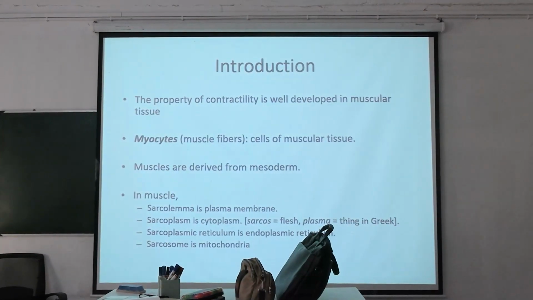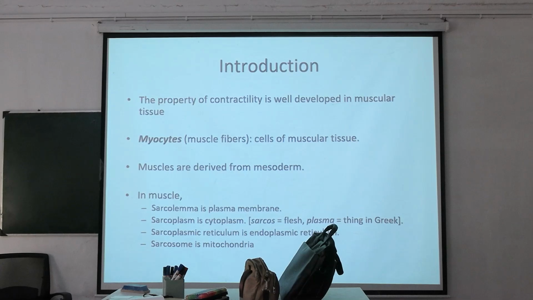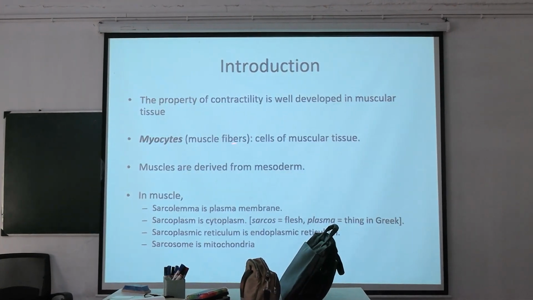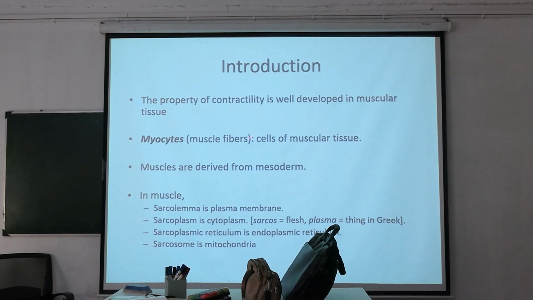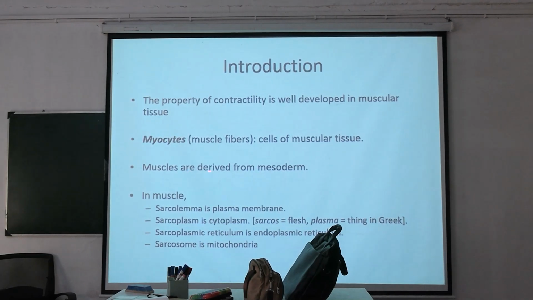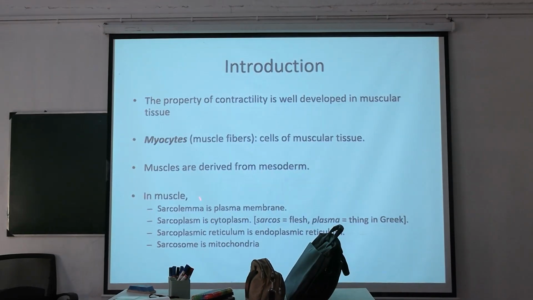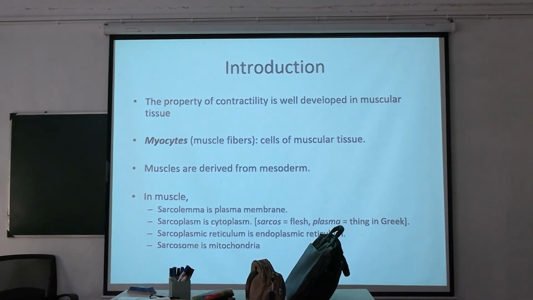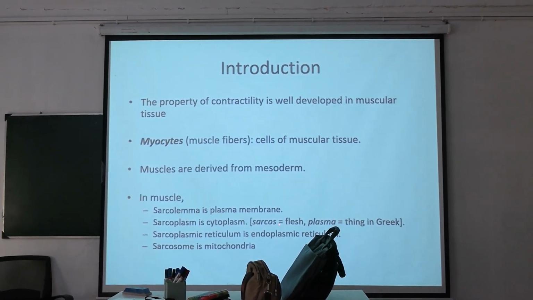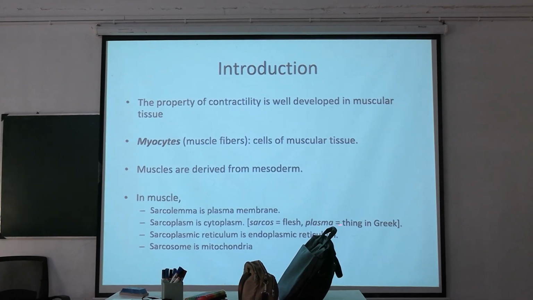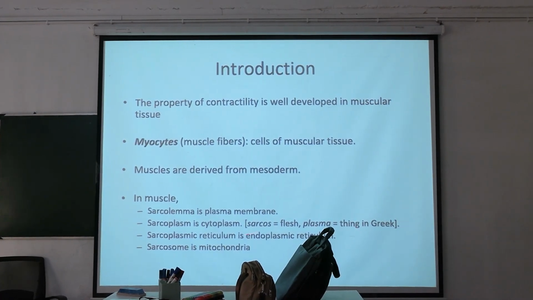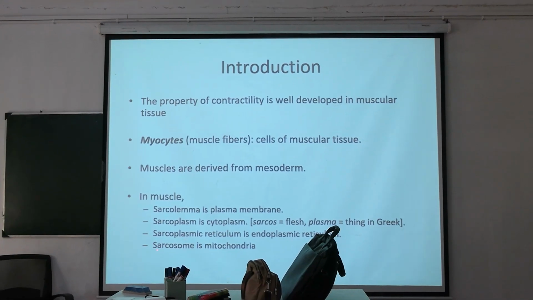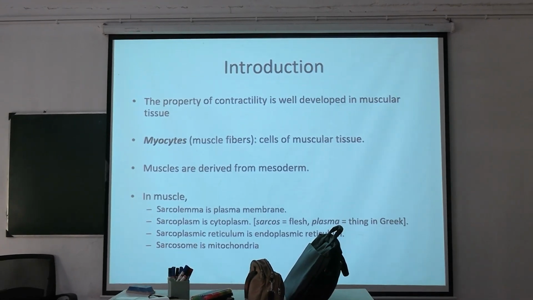Now, introduction. The property of contractility is well developed in muscular tissue. Now, the myocytes, muscle fibers, are cells of the muscular tissue. Muscles are derived from mesoderm. In muscles, sarcolemma is plasma membrane, sarcoplasm is cytoplasm, sarcos means flesh, plasma, the thing in Greek. Sarcoplasmic reticulum is endoplasmic reticulum, sarcosome is mitochondria.